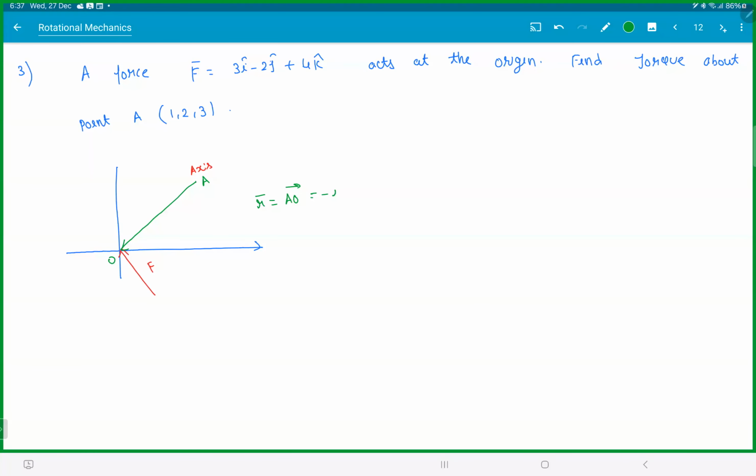So AO bar will be minus I cap, minus 2J cap, minus 3K cap. If you have not done this, you will get a minus sign option answer, and that also will be there in the exam. So be careful. Simple mistake. It would cost you 4 marks.